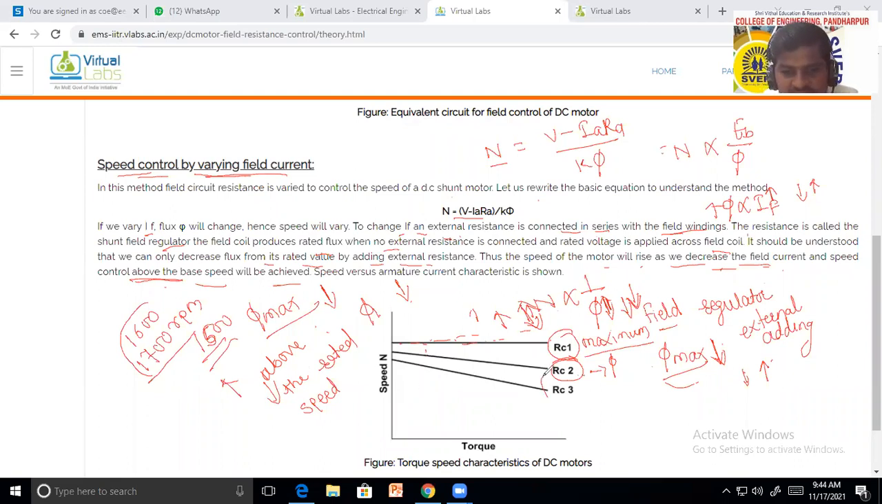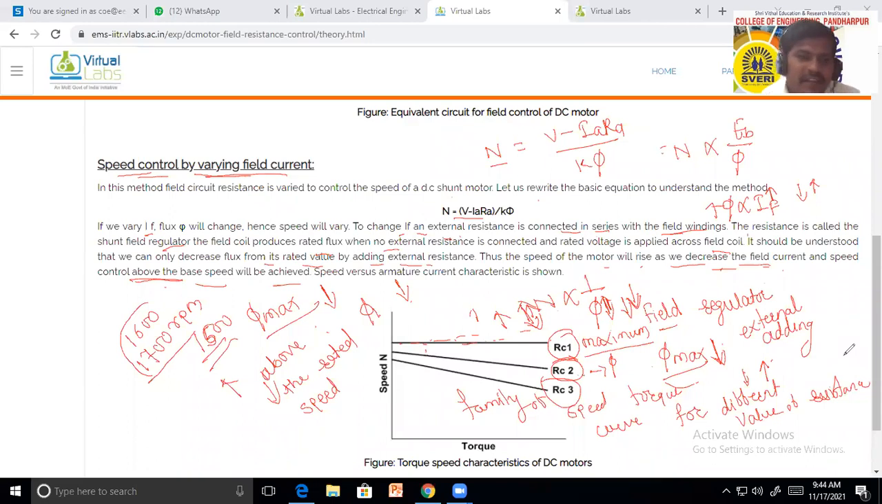Similarly, again we decrease the resistance, that is RC3. So these are the family of speed torque curves for different values of resistance. Okay, this is the family of curves for different values of resistance. It will be obtained like this.